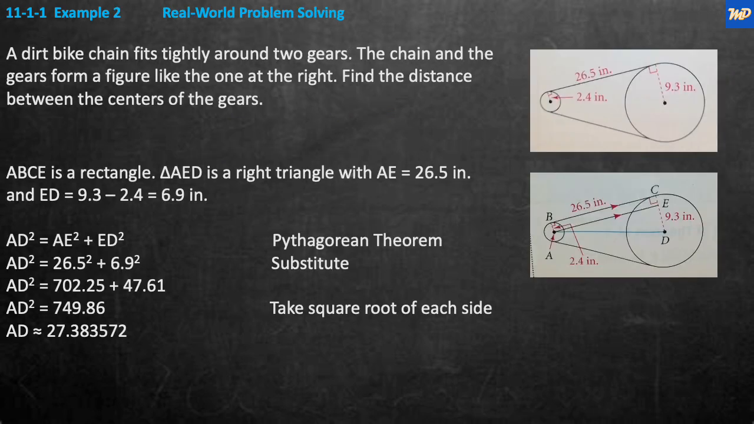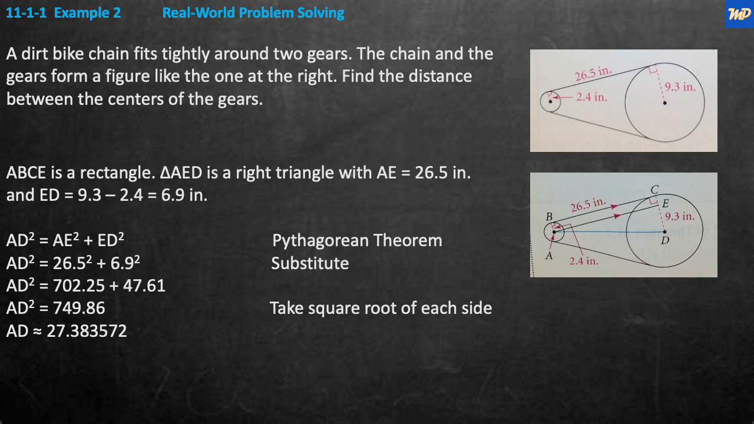Okay, example 2, it's a real-world problem. So let's see what it says here. A dirt bike chain fits tightly around 2 gears. The chain and the gears form a figure like the one at the right here. Find the distance between the centers of the gears.